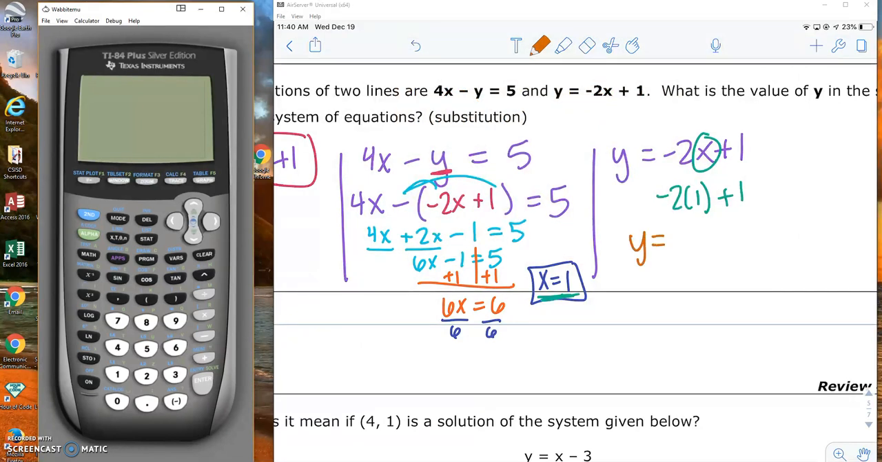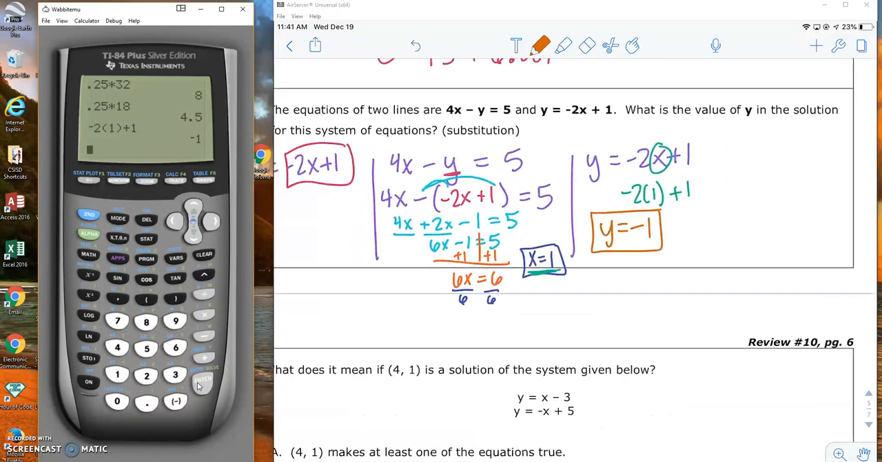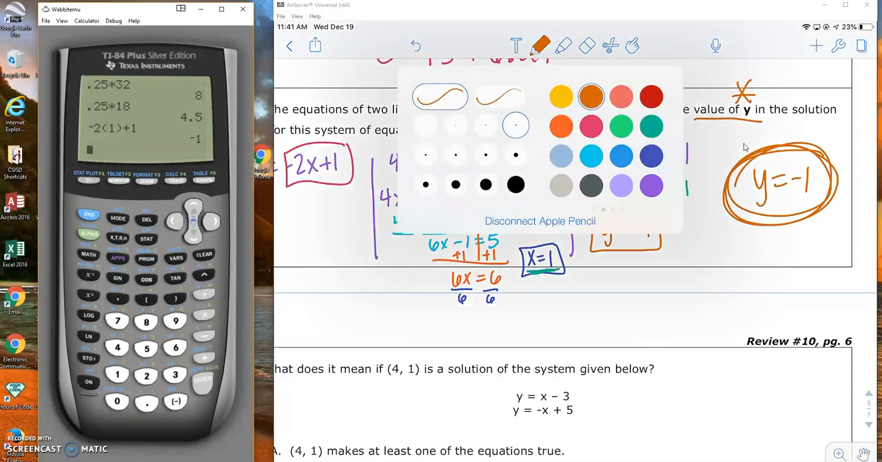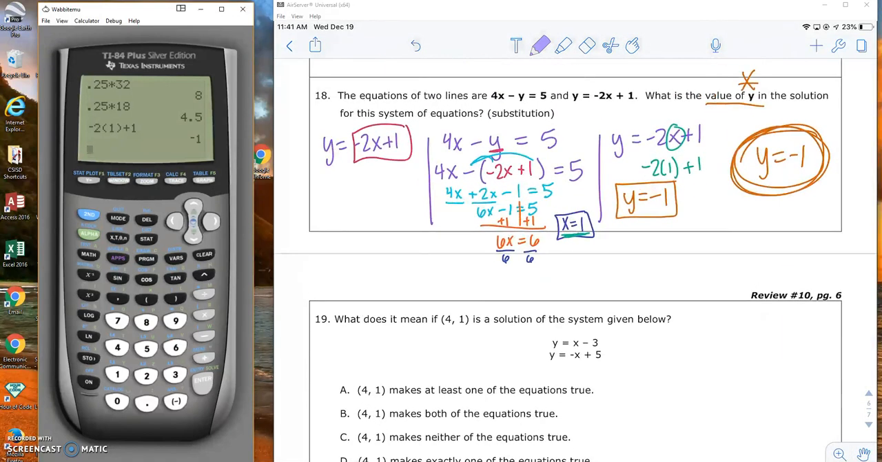And so y equals negative 2 times 1 plus 1. So I can plug all that in because it's all numbers into my calculator, and I get negative 1. Now the question specifically asked for the value of y, so y equals negative 1 would be your answer. Now let me tell you real quick, this answer would definitely be on there. It'd be like A is 1, B is negative 1. So make sure you go back and reread what value specifically they are asking for.